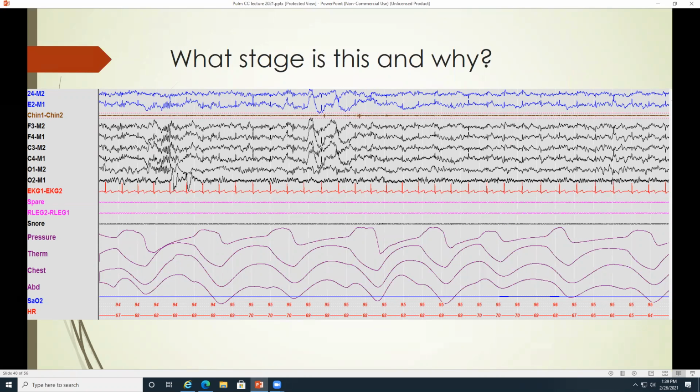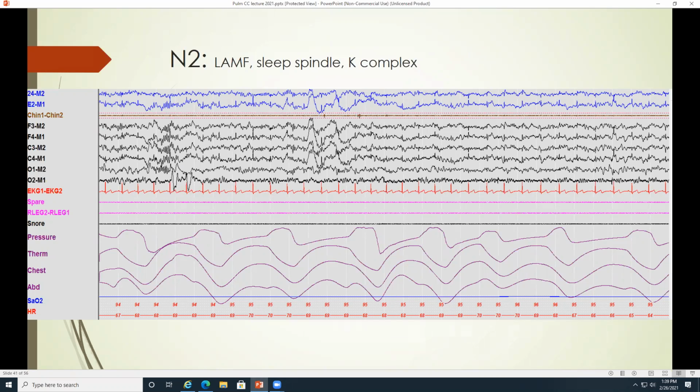So what do you guys think about this one? Is it alpha or low amplitude mixed frequency? I agree. K complexes, sleep spindles, do you see either of those? Which ones do you see? Both. All right. So yeah, sleep spindle right here in the beginning, K complex here almost right in the middle. No rapid eye movements, a little bit of chin activity at some point, but nothing crazy. So what stage do you think it is? Right, N2. So exactly what we said: low amplitude mixed frequency, sleep spindles, K complexes, you got it.